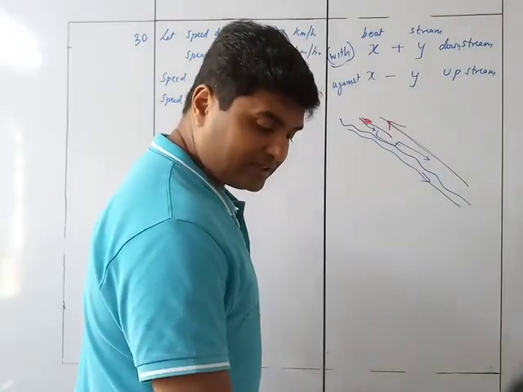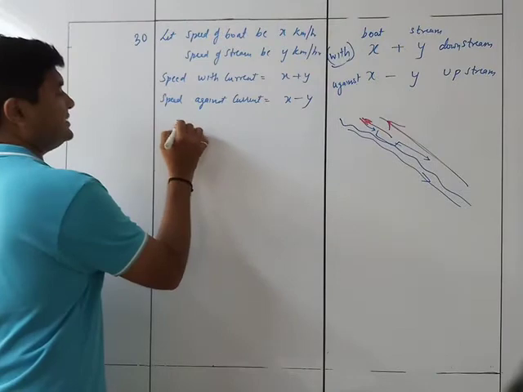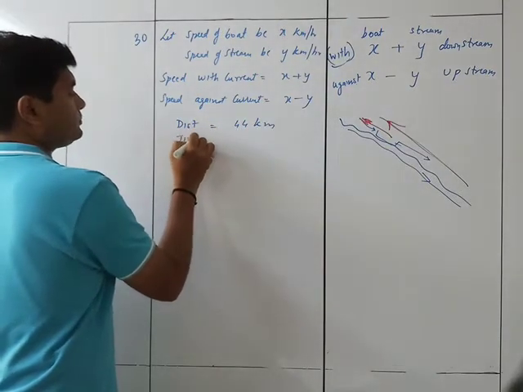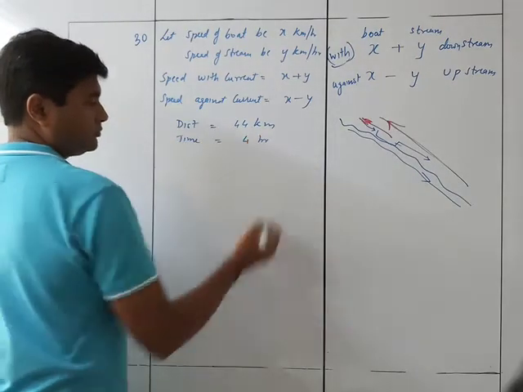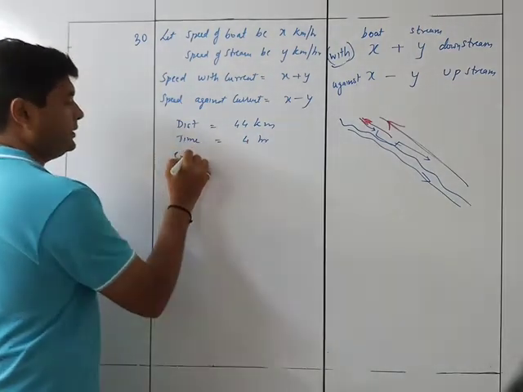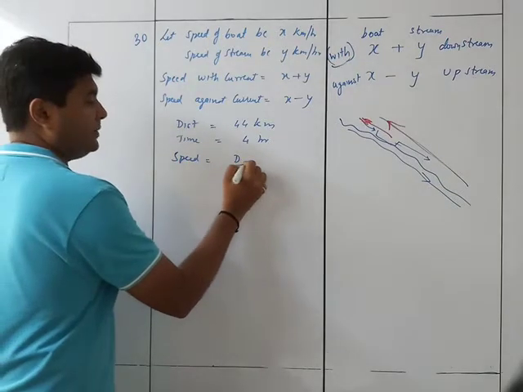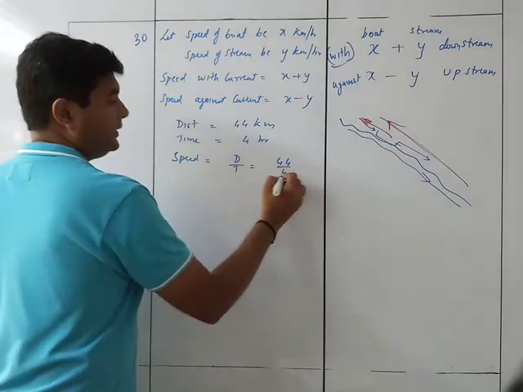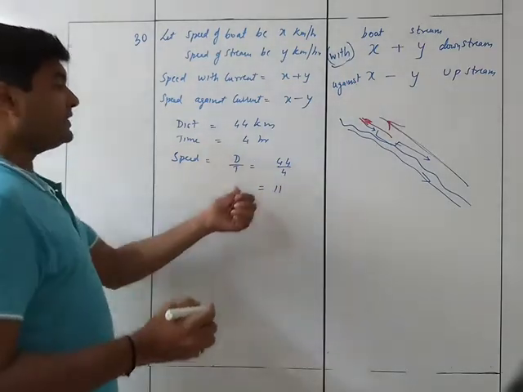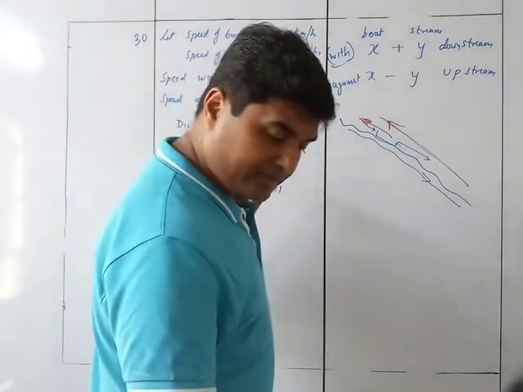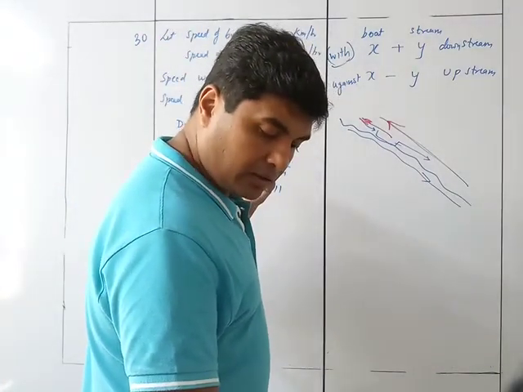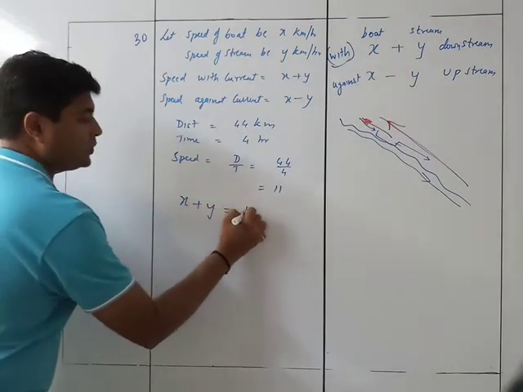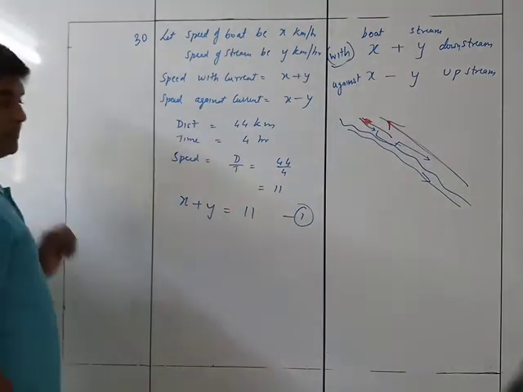You are given over here that the distance is 44 kilometers and the time is 4 hours. So speed is equal to distance upon time, which is 44 upon 4. That is going to be 11. So what is this 11? This is with the current. So x plus y is equal to 11 is my first equation.